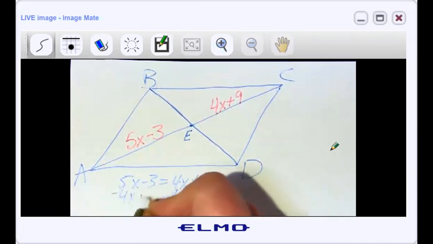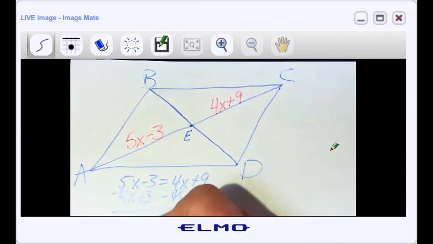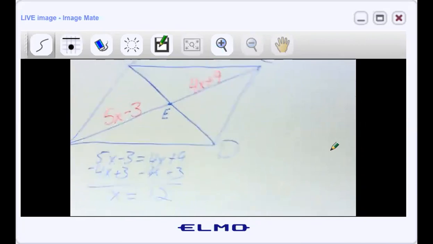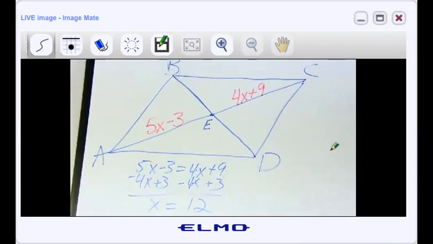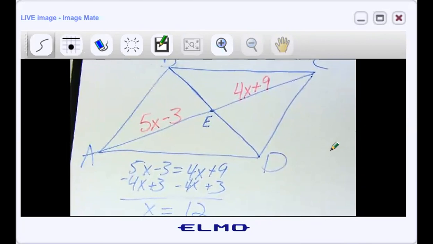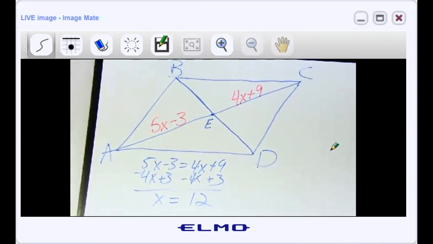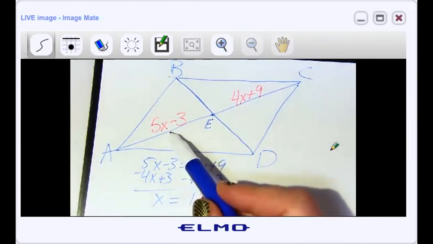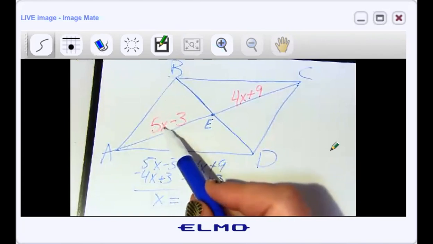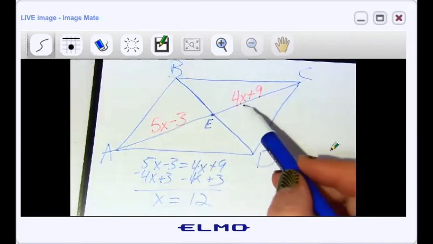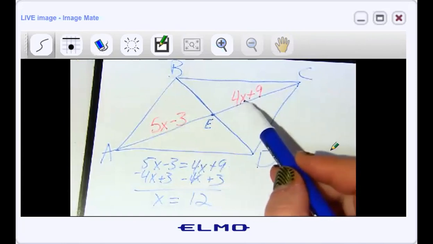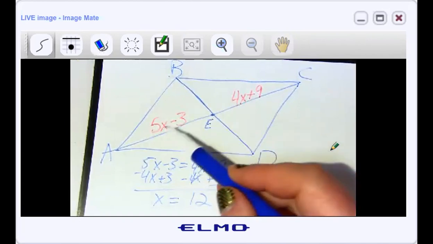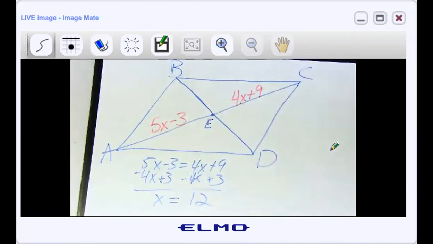So you probably got 12. And if you did, you are correct. You can always go back and check this, right? That's one of the things that's so great about math. Once I realize that x is 12, I can plug it in and see if it really does work. So 5 times 12 is 60 minus 3 is 57. And then if I go over here, 4 times 12 is 48 plus 9, 57. So I get the same value on each side, so I know that I'm right.